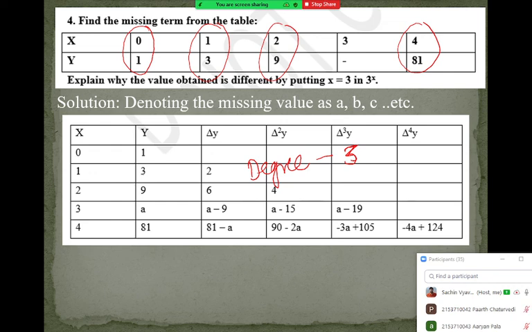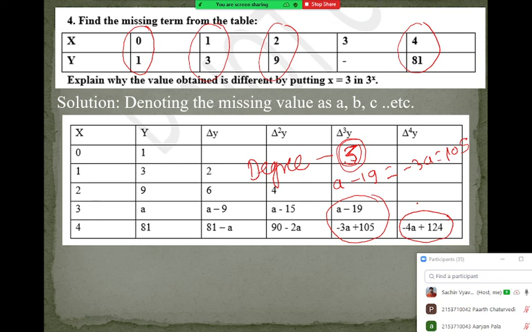So the third difference should be constant. So we can do one thing: either we equate these two, a minus 19 equal to minus 3a equal to 105. Because it is a polynomial of degree 3, the third difference should be a constant. So as the third difference is constant, a minus 19 should equal minus 3a equal to 105, and solve it, or take the fourth difference as 0.